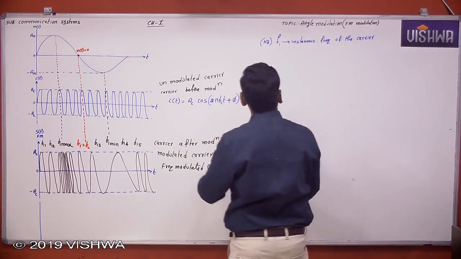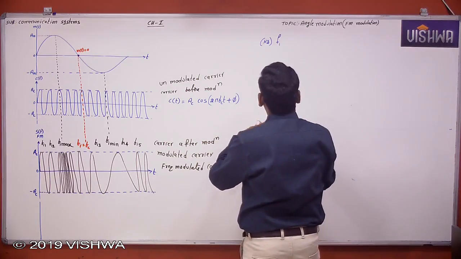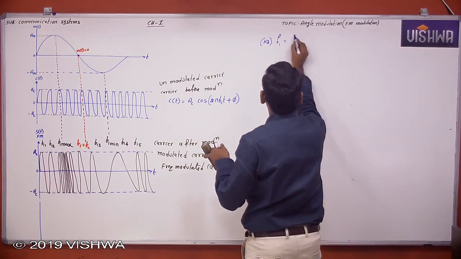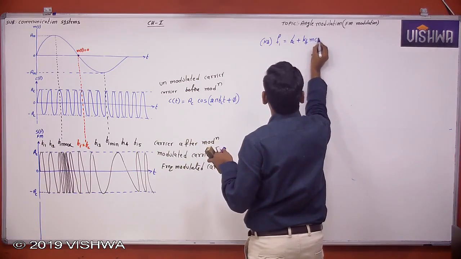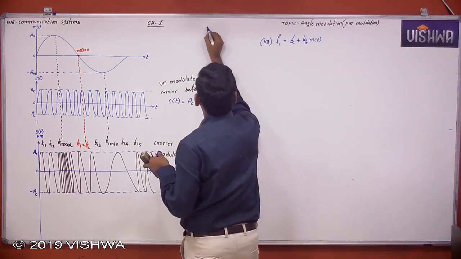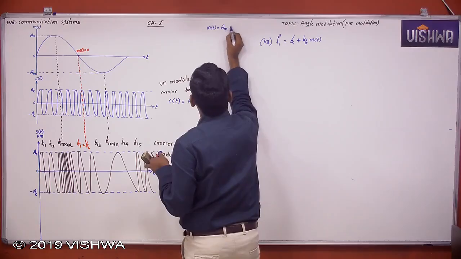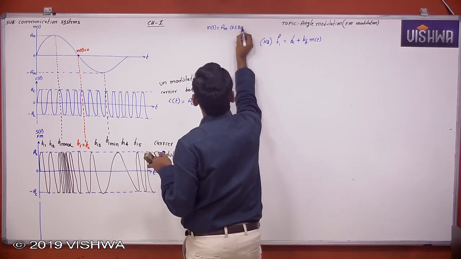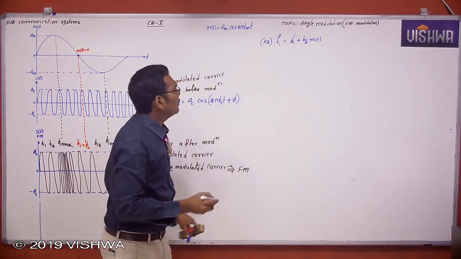The instantaneous frequency of the carrier after FM modulation, Fi is equal to Fc plus Kf into m of t. What is m of t? You know that. The message signal m of t is equal to Am cos 2 pi fm t. Now see here, what is Fi?